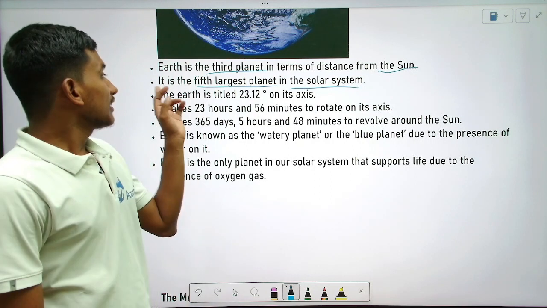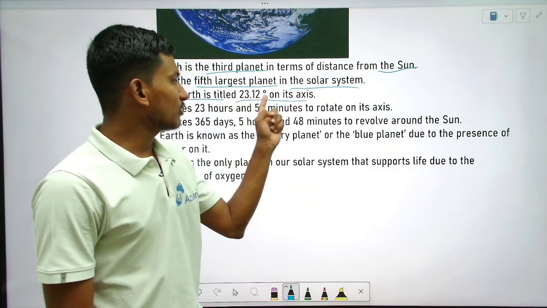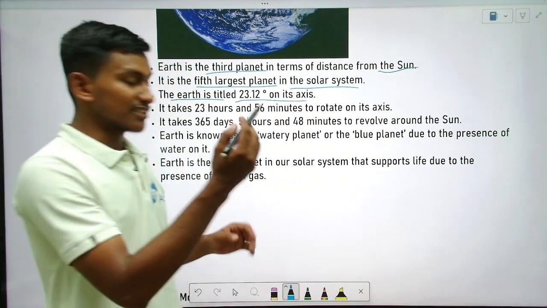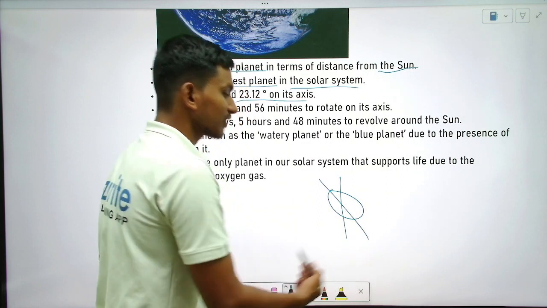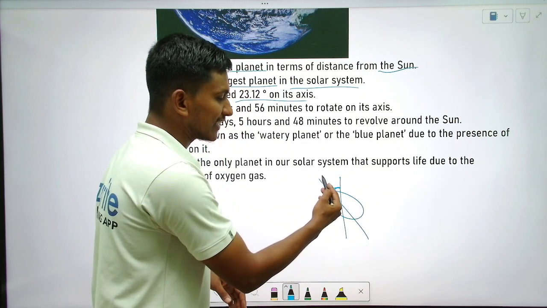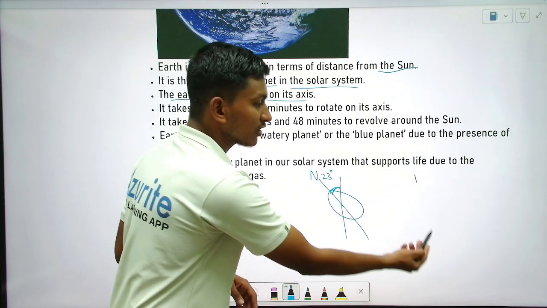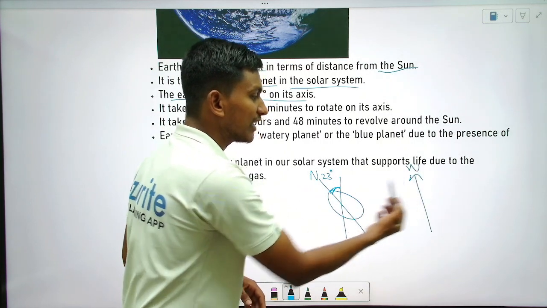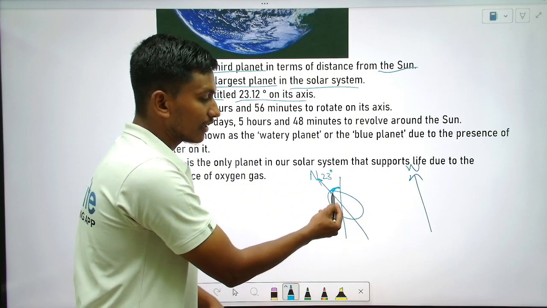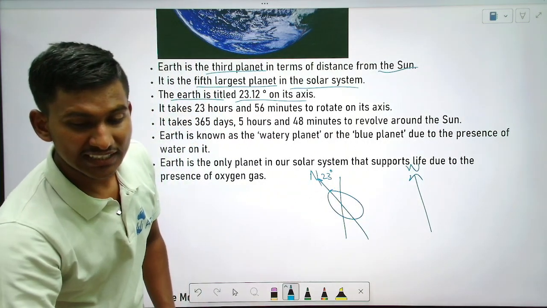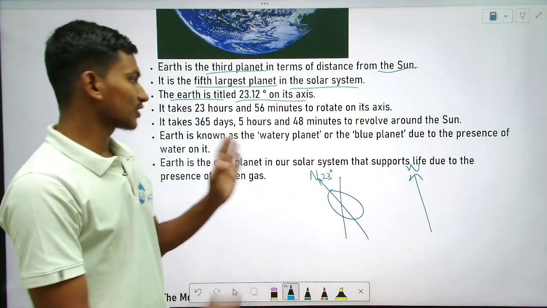So here the Earth is tilted how much? 23.12 degrees on its axis. Means if this is the axis, it is rotated like this, so this angle is there. It is 23 degrees. This is the north side. The Earth is tilted like this. So how many degrees? 23.12 degrees tilted. Okay, good.